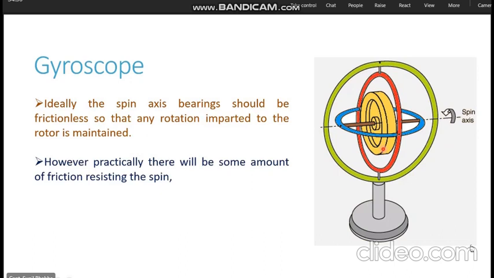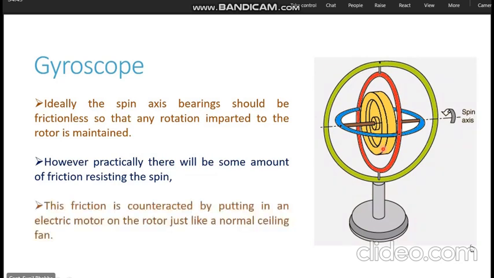However, practically, whenever you impart any motion to the rotor, there will be some amount of friction. Doesn't matter how well lubricated these ball bearings are, there is going to be a small amount of friction. So to counter that, we put an electric motor on the rotor, just like a normal ceiling fan, and this electric motor maintains a constant RPM on the rotor. So the rotor spins with a constant RPM, making this arrangement a free gyroscope.